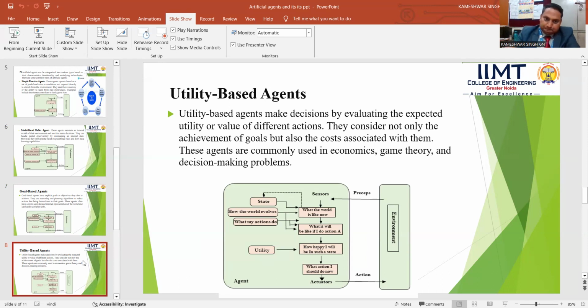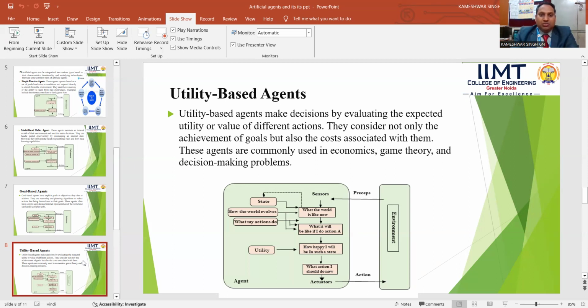Utility-based agents make decisions by involving the expected utilities or values of different actions. They consider not only the achievement of the goal, but also the cost associated with them. These agents are commonly used in economics, game theory, and decision-making problems. So the utility-based agent is the most important for utilization of resources.